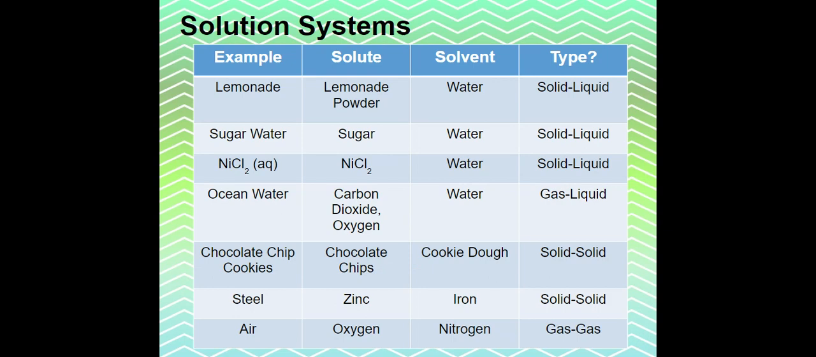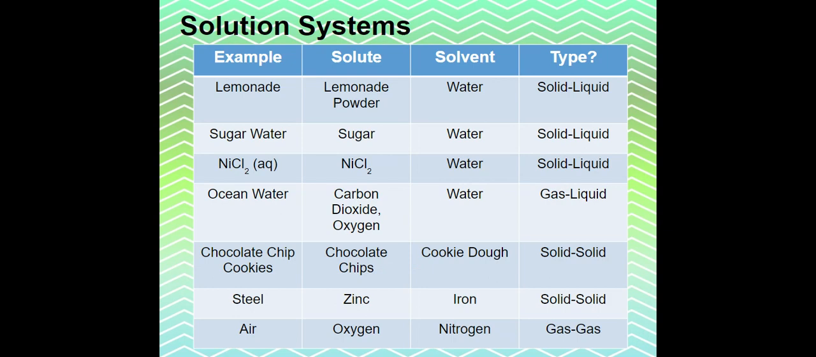The third one, NiCl2 with an (aq) after it. Every time you see (aq) in parentheses, that means it's an aqueous solution. And when it's an aqueous solution, that means that water is the solvent. And so if water is the solvent, that's a liquid. And then NiCl2 is what's being dissolved in the water. So NiCl2 is the solute, and that's a solid. So this is also a solid liquid.